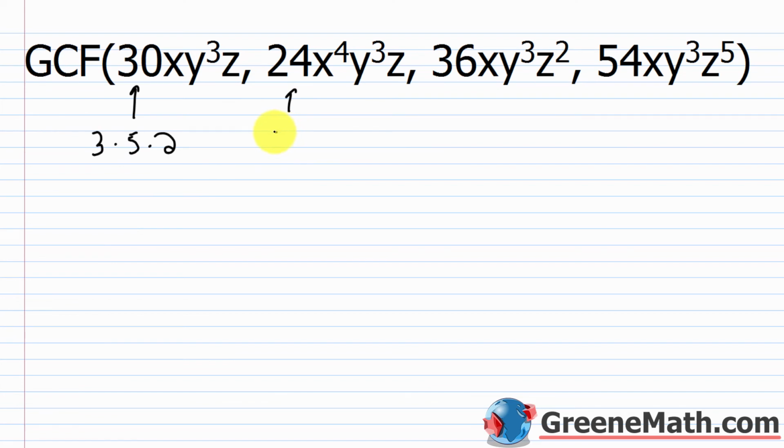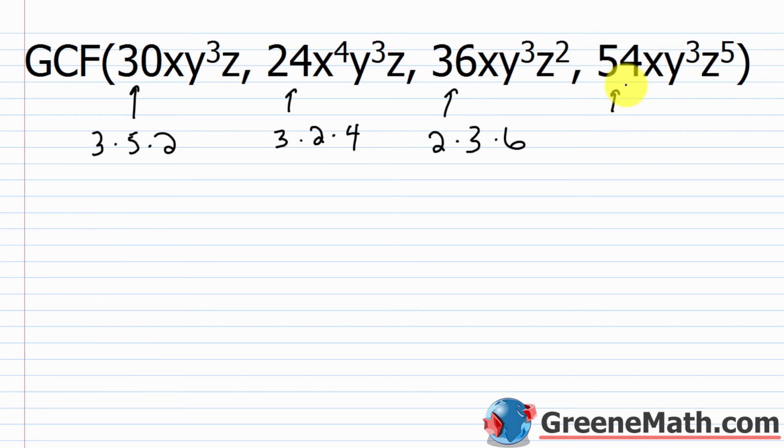24. Let's think about that as 3 times, all I have is a 2 here. So 3 times 2 would be 6. And then times another 4. And then 36. Let's do, again, all I have is a 2 here. So let's do 2 times 18. 18 would be 9. All I have is a 3 here. So let's do 2 times 3, so that's 6, so 2 times 3 times 6. And I'm breaking this down to where I already know that all I'm going to have is a 3 times a 2 that's common to everything, right? So I can already see from these first few that the GCF is going to be a 6 in terms of the number part, right?